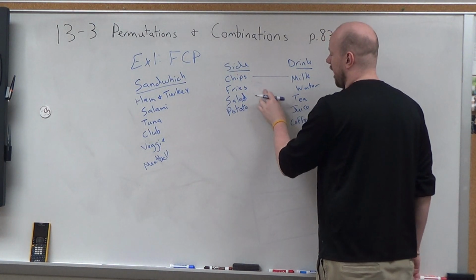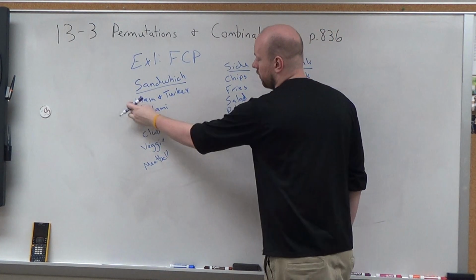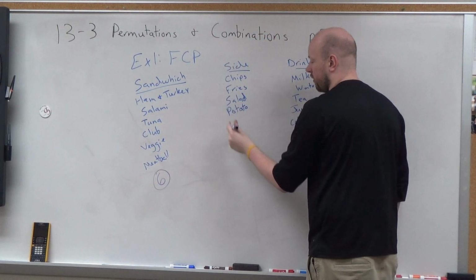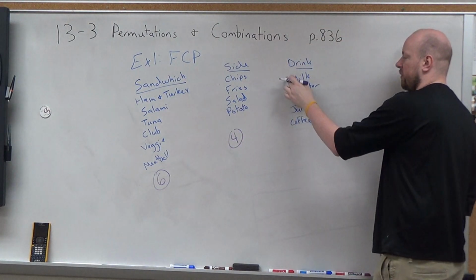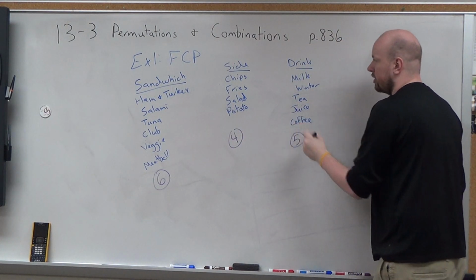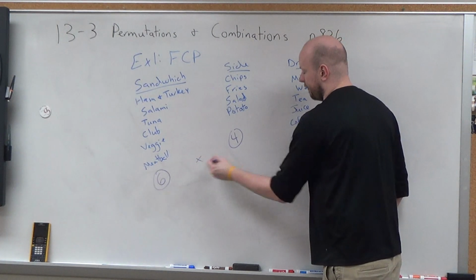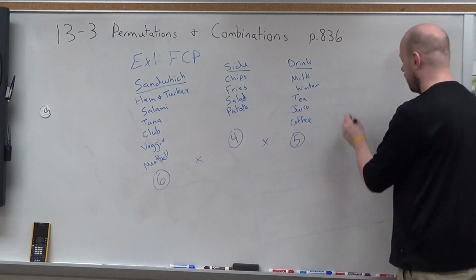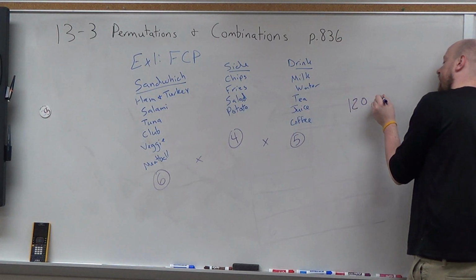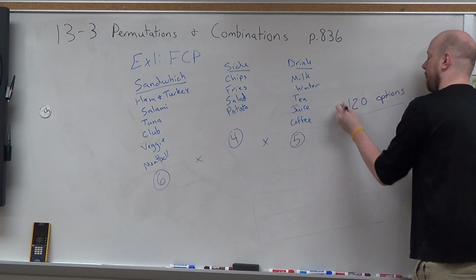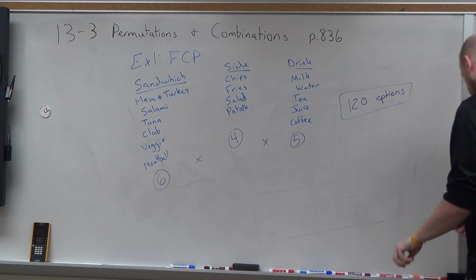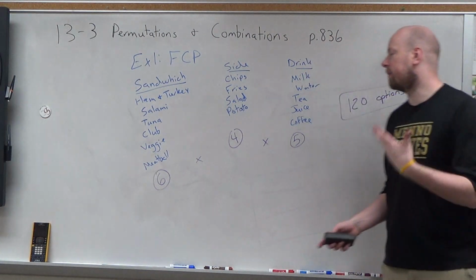Okay. So, how many different types of sandwiches could we get? 1, 2, 3, 4, 5, 6. How many different sides could we get? 1, 2, 3, 4. And how many different drinks can we have? 1, 2, 3, 4, 5. So, using the fundamental counting principle, we just multiply. So, 6 times 4, as I said, was 24, and 24 times 5 would be 120. So we have 120 options. Okay. So that's what the fundamental counting principle says.